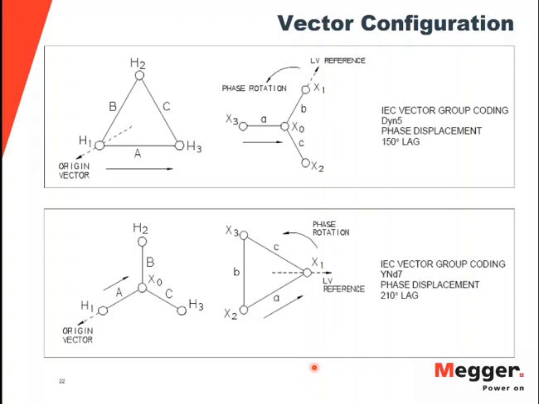Okay, thank you, Diego. Next question is for Robert. Is it a good practice to compare values between factory values and field values, or between past test values, or between different phases? So I guess I'll answer this one in two parts.